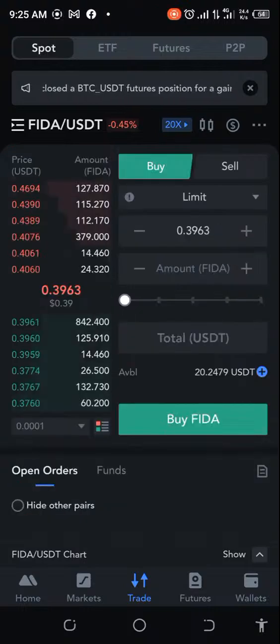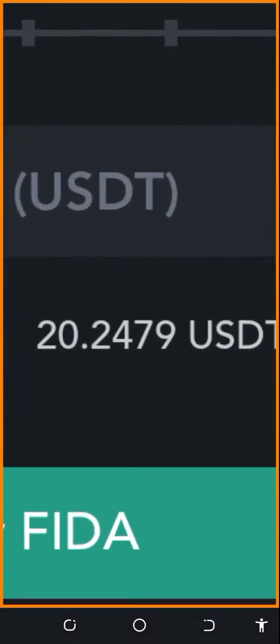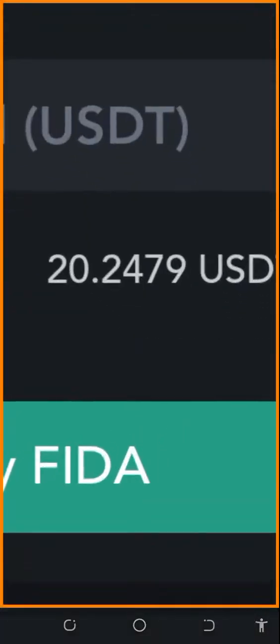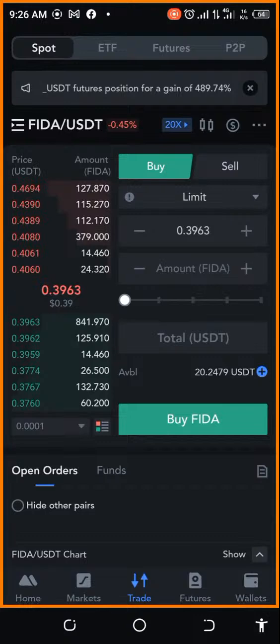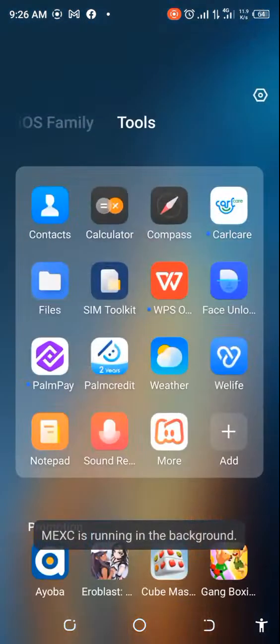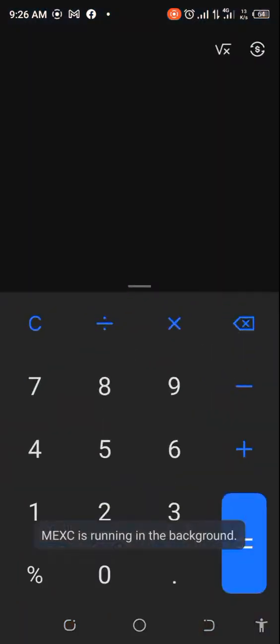All right, so I'm back, and now we've been able to get it sold to USDT. So what have we made right now? We've made 20.2479 USDT. Now remember that we started this trade out with 19.97. Do you remember that? Yes. So we started out with 19.97, and our transaction fees were about 18 cents. So by going all the way, let's just calculate it and see what we've got.